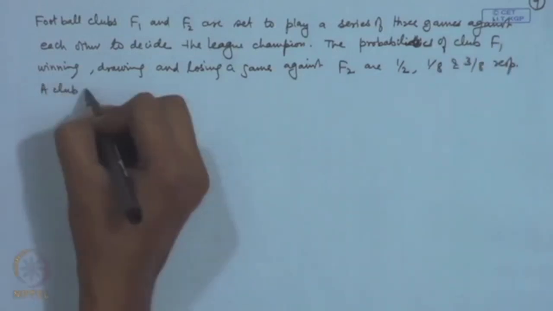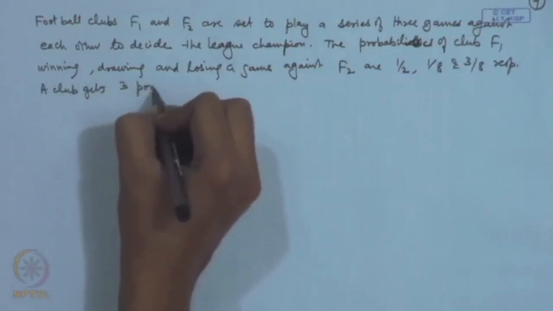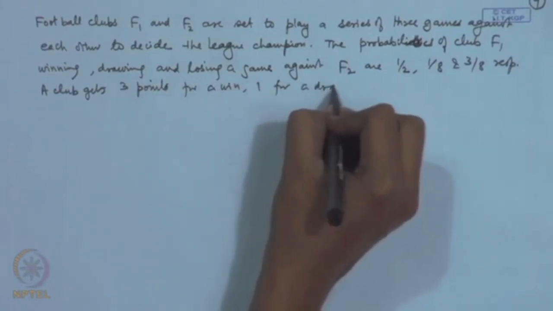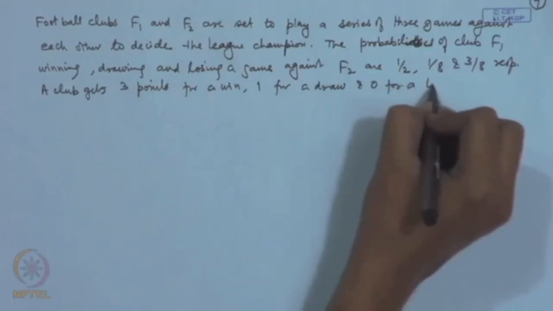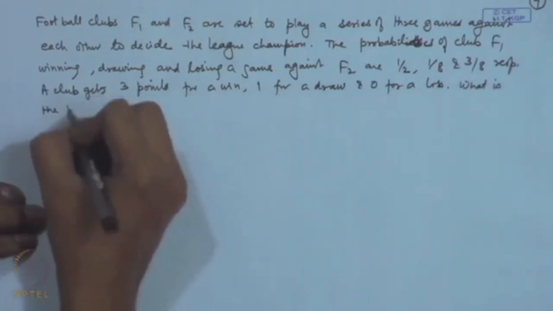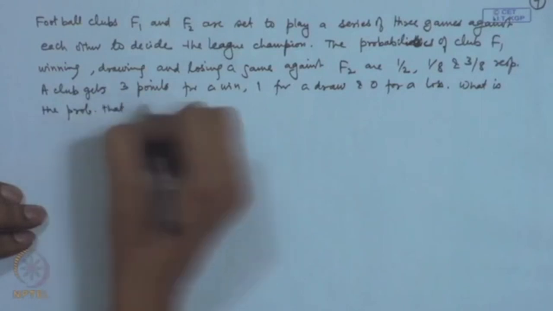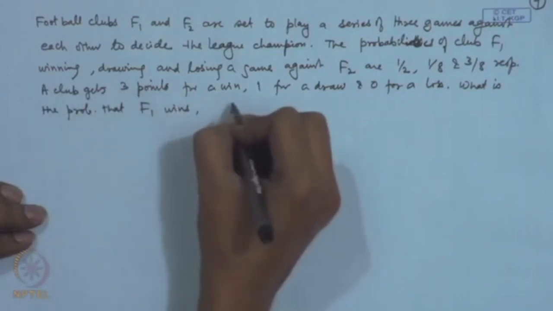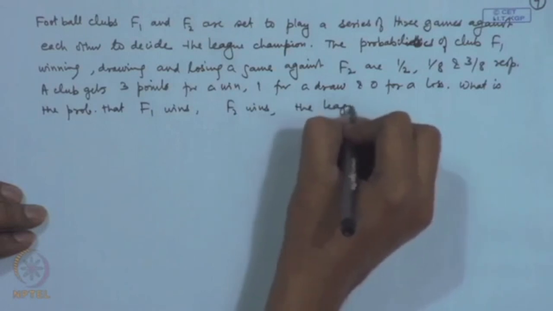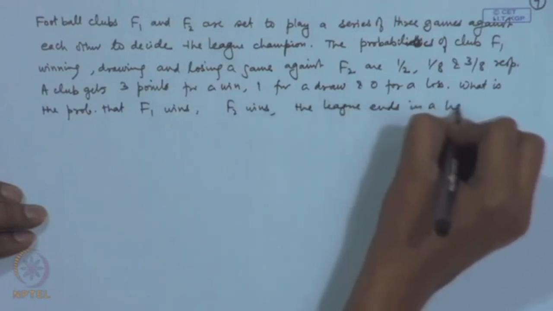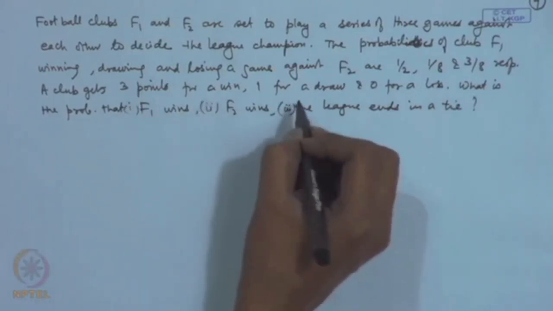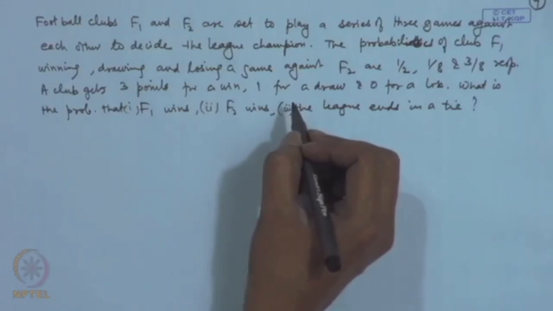A club gets 3 points for a win, 1 for a draw, and 0 for a loss. So what is the probability that F1 wins or F2 wins or the league ends in a tie? So we have to calculate the probabilities of these events. So, here we need to count all the cases.